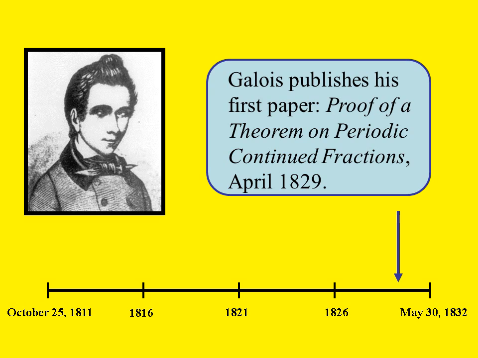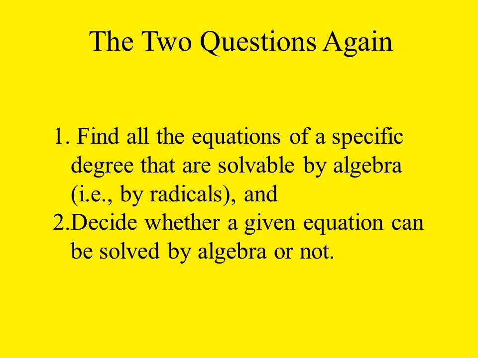Richard helped Galois publish his first paper, Proof of a Theorem on Periodic Continued Fractions, which appeared in the April 1, 1829 issue of Annals of Pure and Applied Mathematics. Galois, not knowing of the work of Abel, started working on two of the same problems which Abel explored. Find all the equations of a specific degree that are solvable by algebra, that is, by radicals, and decide whether a given equation can be solved by algebra or not.